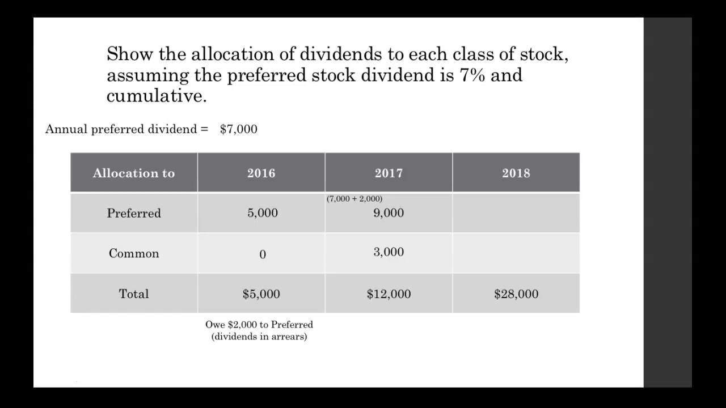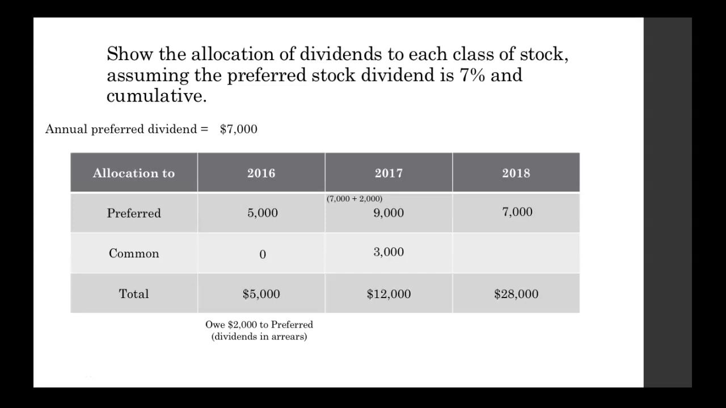In 2018, we had a spectacular year, and we declared $28,000 in dividends. So we first need to figure out what preferred gets. We don't owe preferred anything from previous years anymore, right? We paid off that $2,000. So we've paid them everything that they're supposed to get up to this year. Now, in this year, they're just supposed to get $7,000 because that's their annual dividend that we calculated. So they just get that $7,000.